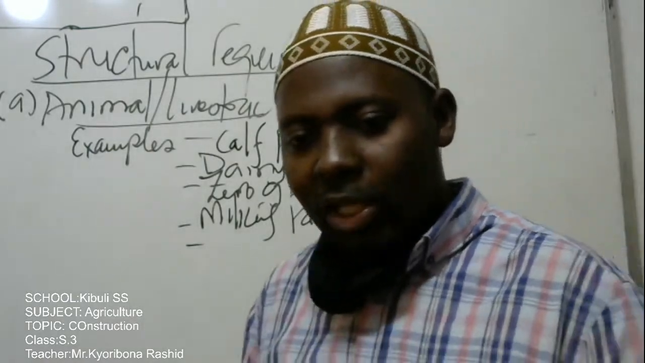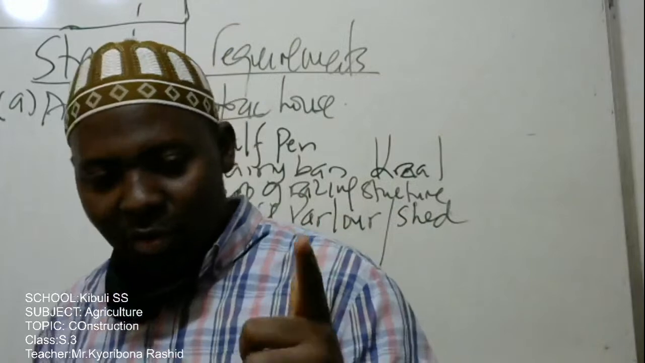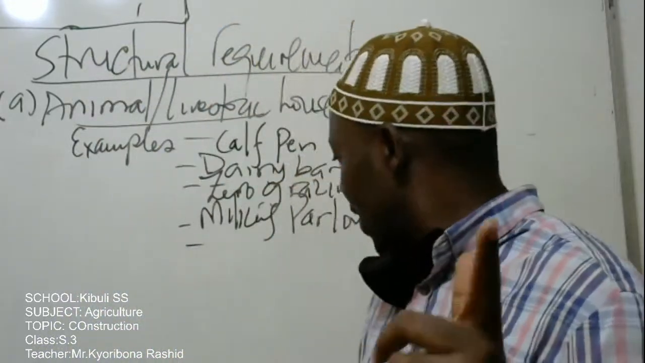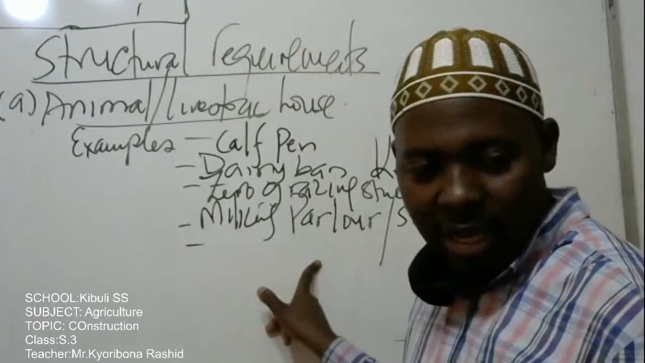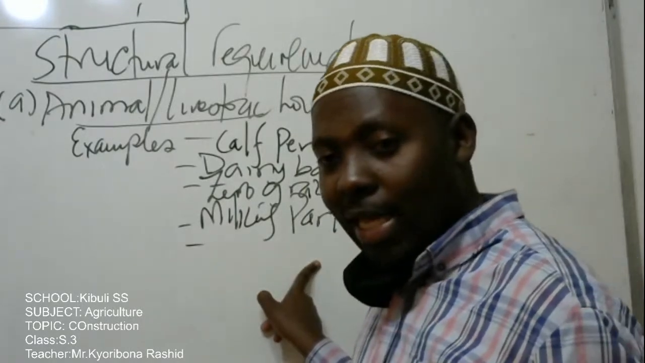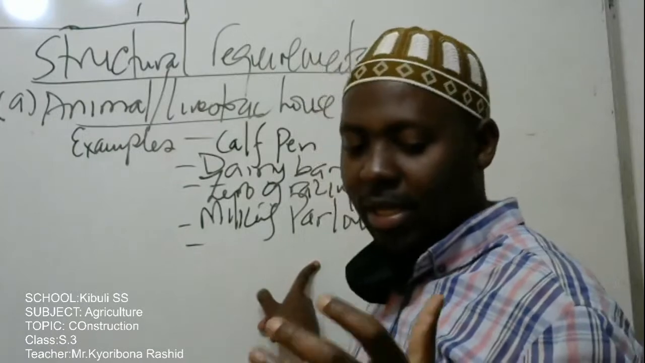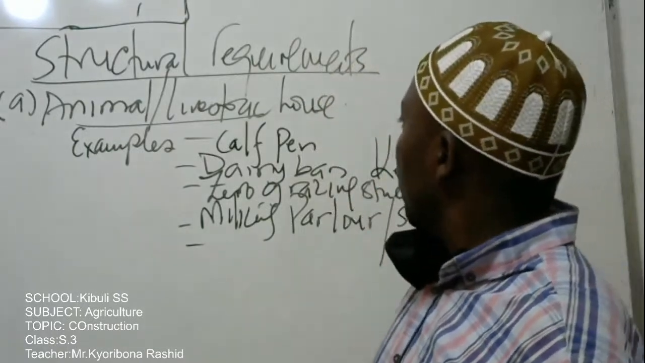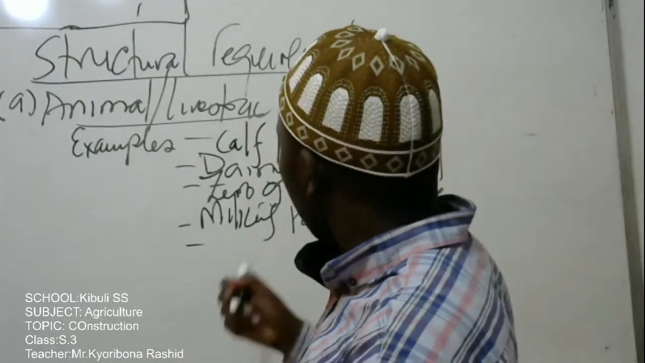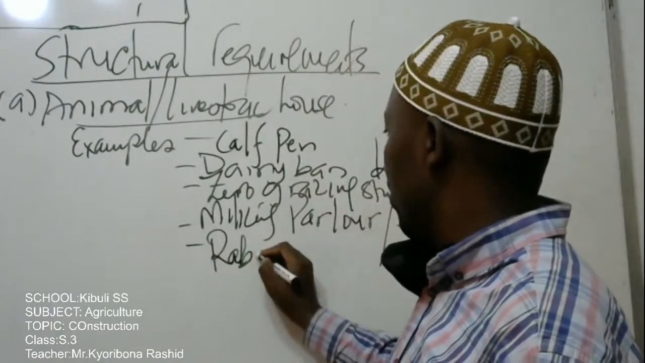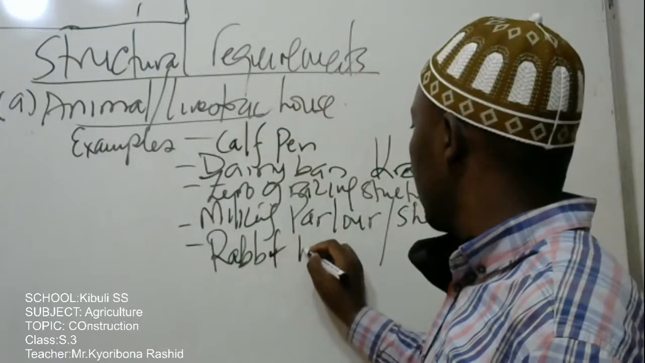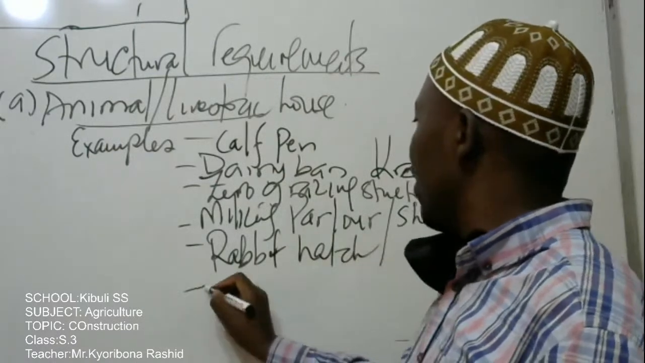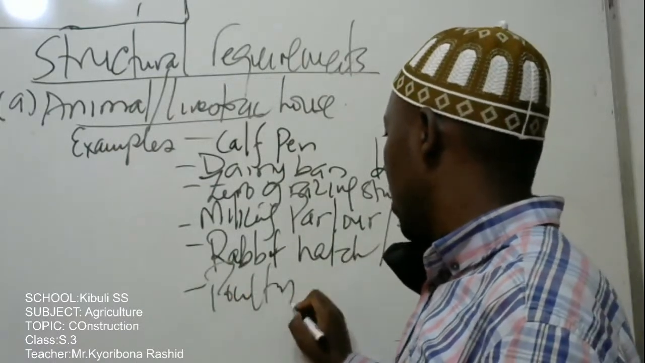Okay, I will challenge you. Maybe you write down and when I come for the next lesson, you tell me the difference between the two, because they are not the same. A parlor is different from a shed. Okay, so we have a rabbitry or rabbit hutch. We have a poultry house.